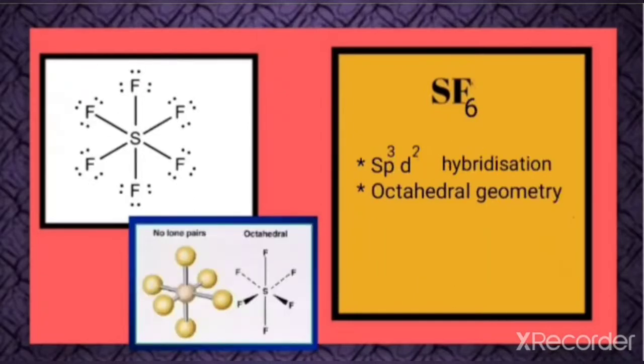Let us talk about SF6, which is of type EX6, in which E, the central atom, is S here. The hybridization is sp3d2. We discussed this hybridization last year. Its hybridization is sp3d2 and the geometry is octahedral, as given here. So this is all about the 3 molecules which we have discussed here, that is SF2, SF4 and SF6. It is quite important to learn the structures of these.